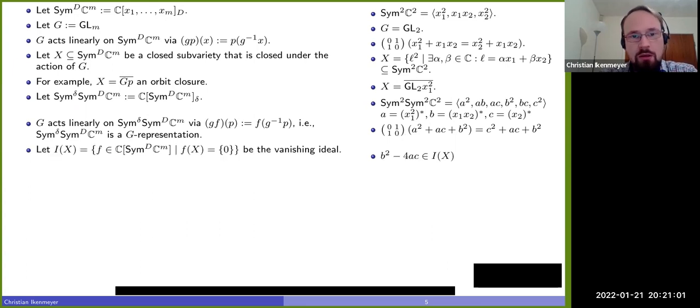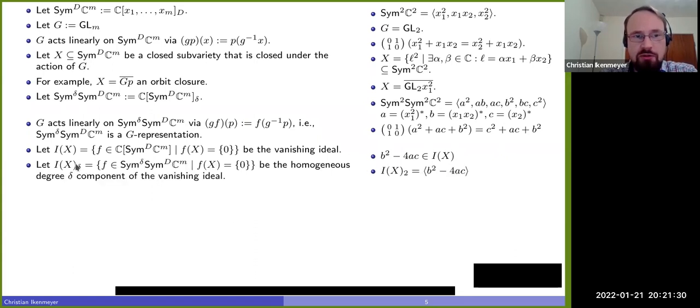Now, I(X) should be the vanishing ideal of your set X. These are the polynomials that vanish on the whole set, so wherever you evaluate them on the set, you always get 0. This is called the vanishing ideal. And most notably, b squared minus 4ac is in the vanishing ideal of the set here. Well, you have to do some little calculation and you will see that.